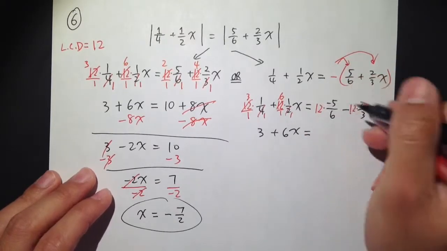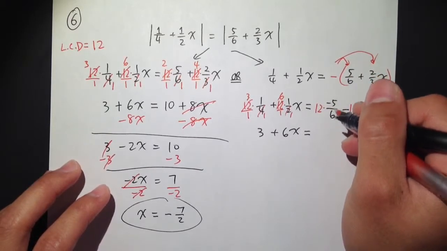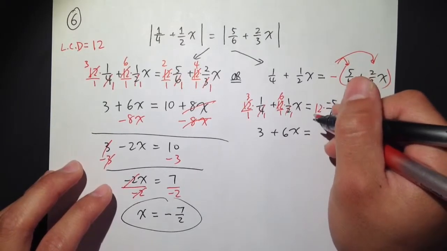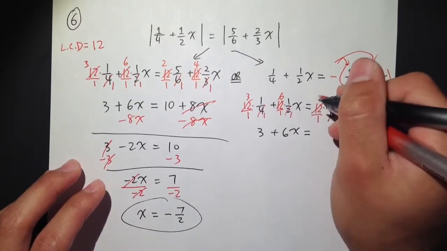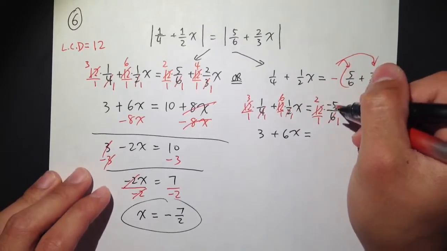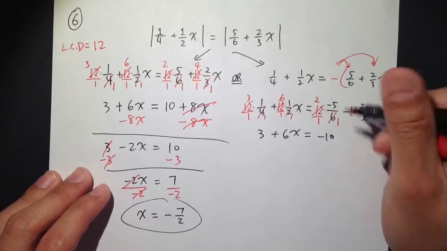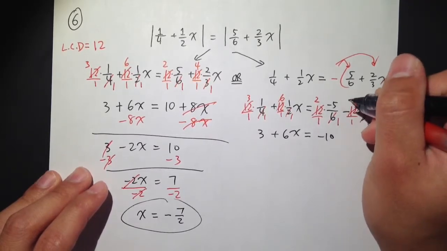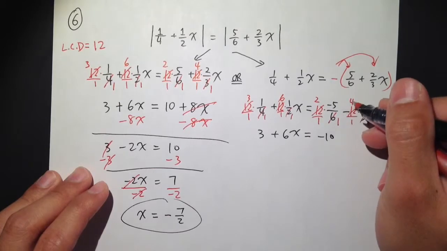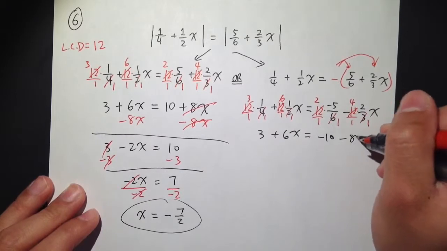Equals, here is the different part, okay? But you still have to do 12 times -5/6. Let's write the 12 as 12/1. 6 goes into 6 once, 6 goes into 12 twice. 2 times -5 is -10. And for this part, let's write the 12 as 12/1. 3 goes into 3 once, 3 goes into 12 4 times. -4 times 2x, so it's just minus 8x here.